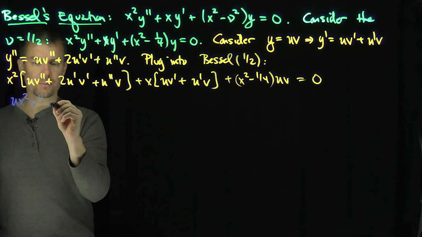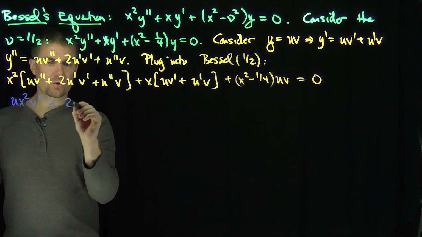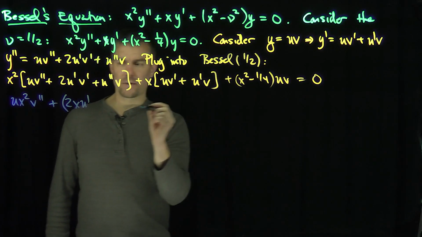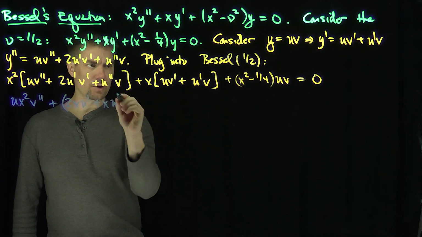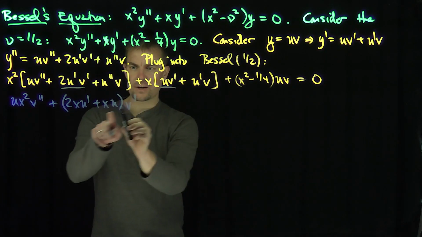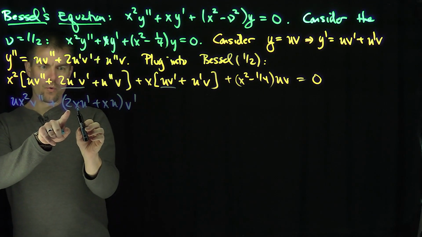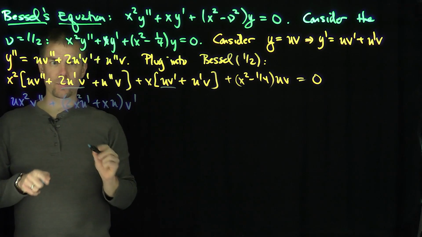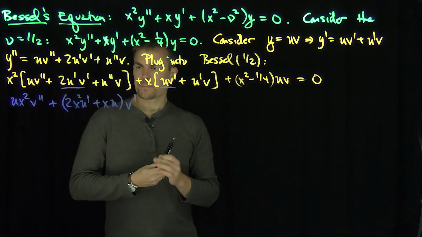Let's look at the v prime terms. What are the v prime terms? We'll have a 2x u prime. That's going to be a v prime term. And there's a v prime term over here, it's going to be a plus x times u. Those are my v prime terms. This term and this term are the only v prime terms. So I have an xu, and then I have a 2x times x, so that's a 2x squared u prime. Great.